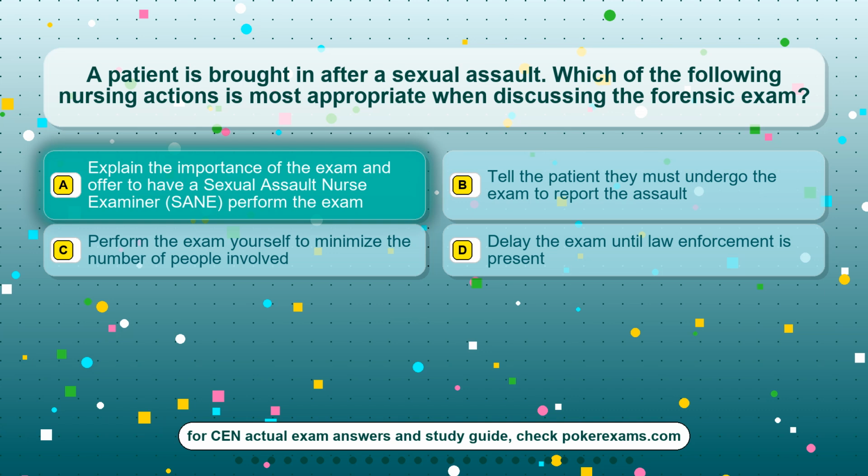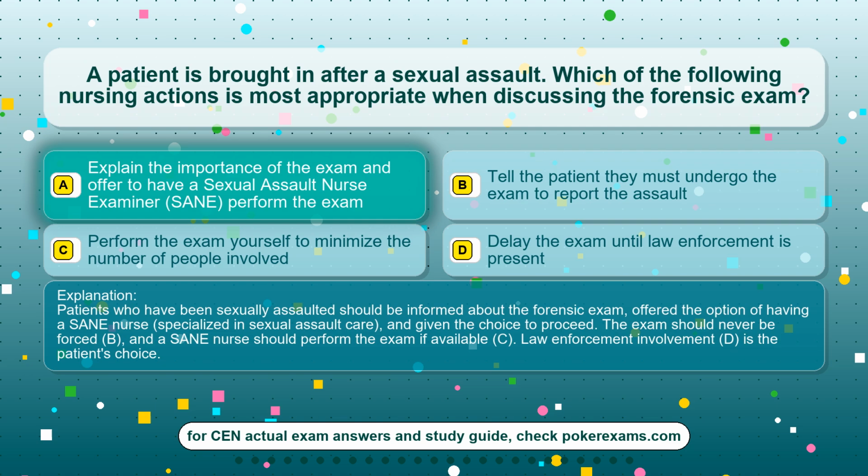The correct answer is option A. Explain the importance of the exam and offer to have a sexual assault nurse examiner, SANE, perform the exam. Patients who have been sexually assaulted should be informed about the forensic exam, offered the option of having a nurse specialized in sexual assault care, and given the choice to proceed. The exam should never be forced, B, and a SANE nurse should perform the exam if available, C. Law enforcement involvement, D, is the patient's choice.